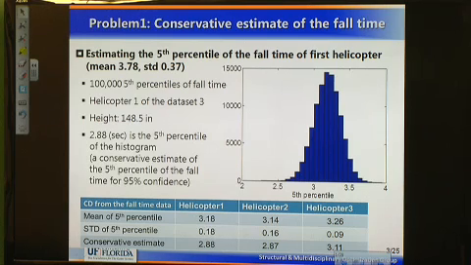So from 3.78 of the mean, a very conservative estimate is 2.88, which is about a quarter less. And this is the typical kind of material properties knockdown factor that we see the FAA requiring people who design airplanes to use.